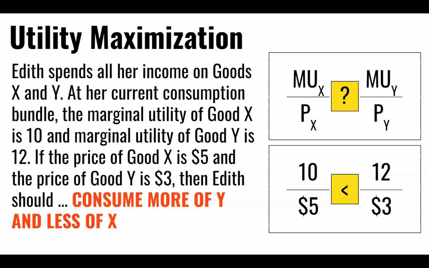When she does buy more Y, then because of diminishing marginal utility, that next unit won't be 12 over 3. That next unit might be only 10 over 3. So her marginal utility per dollar will begin to shrink as she buys more Y. And because she's buying less X, due to diminishing marginal utility, that marginal utility number will rise. And so that marginal utility per dollar spent on good X will begin to equalize with the ratio for good Y until they're equal to each other. And that's when we know she's making the best possible decision.